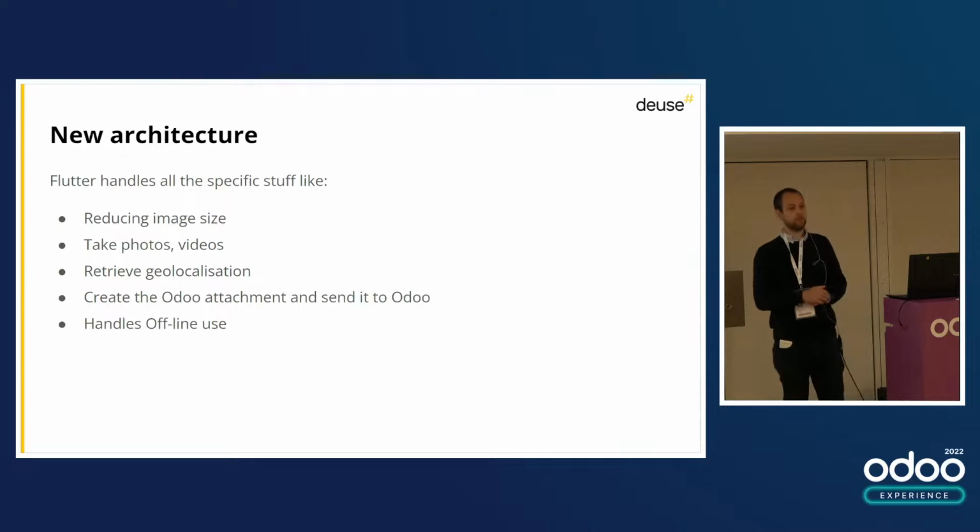So in summary, the app does everything that Odoo can't easily do out of the box, and only that, which is taking the photos and videos, reducing their size, retrieving the location, and handling offline use. Then it sends everything to Odoo, which takes care of the rest.